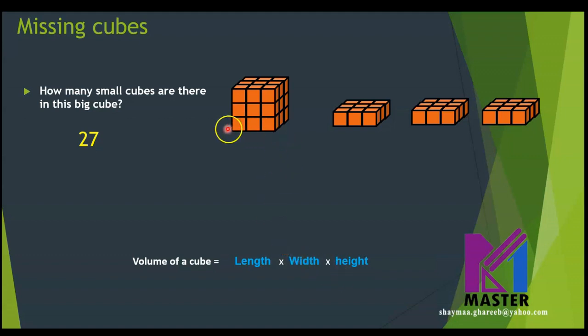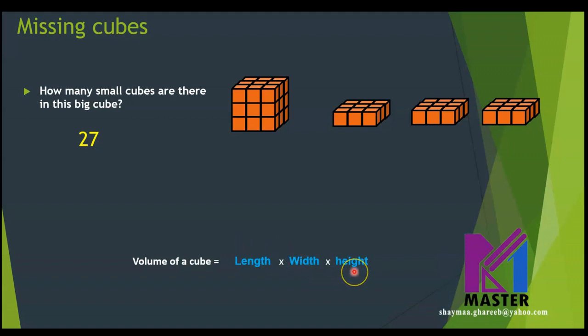So for example, what is the length of this cube? Look at the length of its side. The side here has 3 small cubes, so the length is 3. And the width is equal to the length. Look at the width here. It has 3 also, of course, because this is a cube. And what about the height? It has 3 cubes also, because we said before that the length equals the width equals the height in the cube. So I will just multiply 3 times 3 times 3.